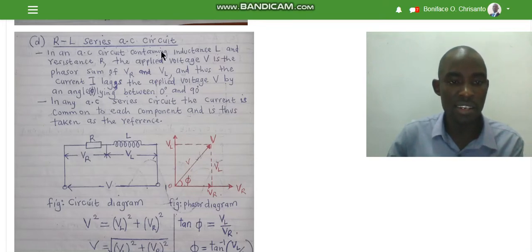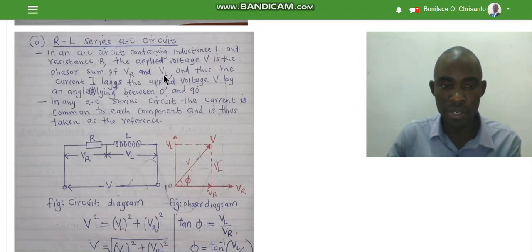In an AC circuit containing inductance L and resistance R, the applied voltage V is the phasor sum of the voltage across the resistor and the voltage across the inductor, denoted as VR and VL respectively. And thus, the current I lags the applied voltage V by an angle phi lying between 0 and 90.